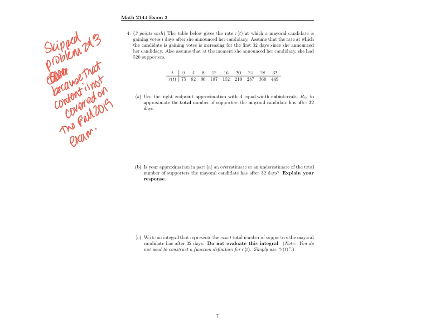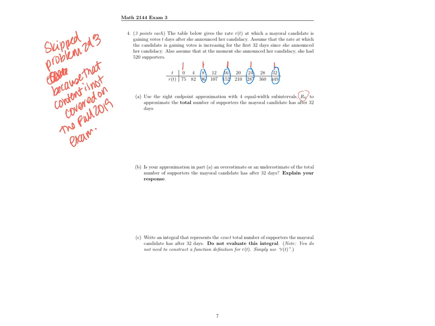Okay, so I have 32 and 0, and I want to divide that into 4 equal subintervals, and I want to use a right-hand approximation. So I'm going to sample from the right-hand side of each interval. So I'll use these 4 values. And so I can go from there.